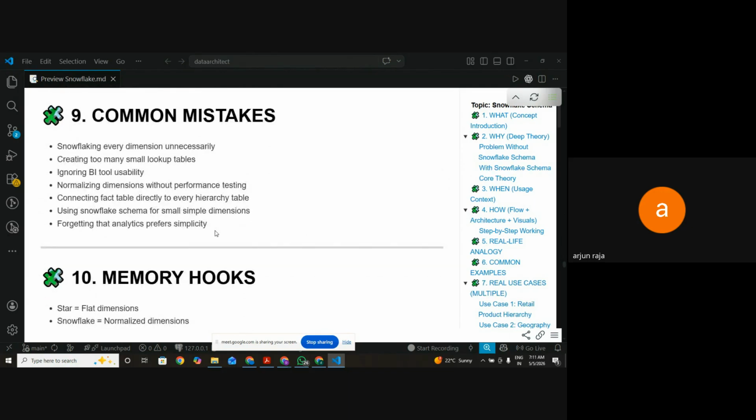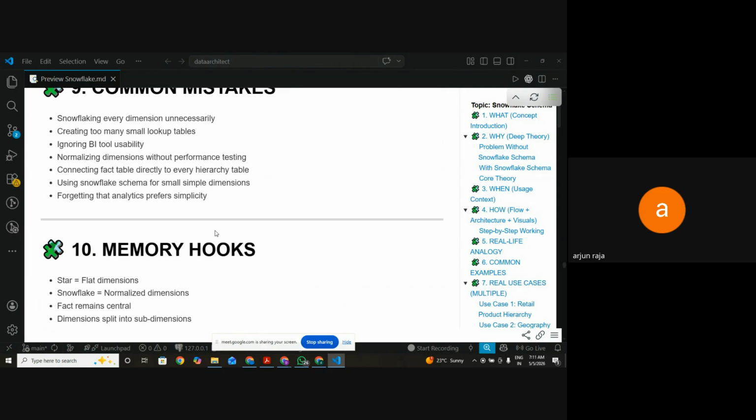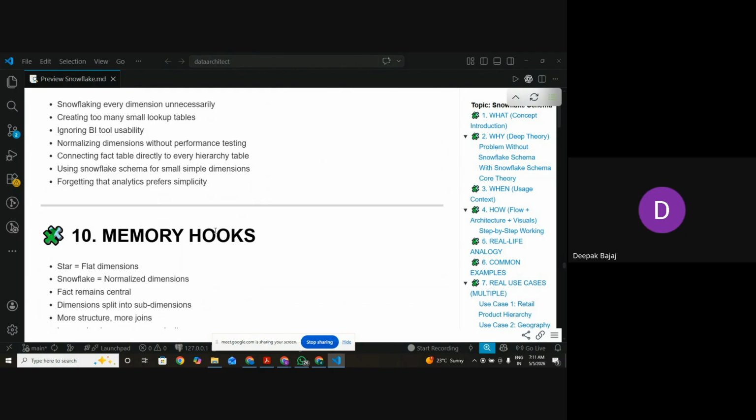Mixed star and snowflake, common mistakes. Snowflaking every dimension unnecessarily. Creating too many small lookup tables. Ignoring BI tool usability; you need to understand the BI tools' limitations as well. Normalizing dimensions without performance testing, because performance is the main drawback here. Performance is an important aspect of any system.